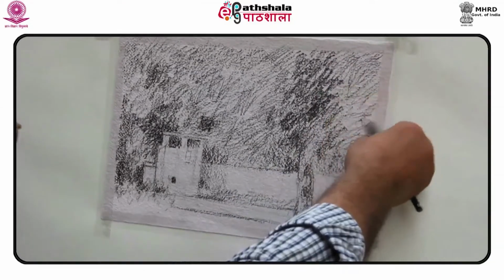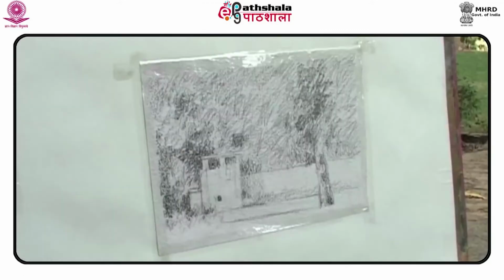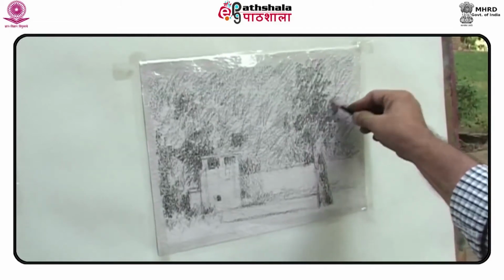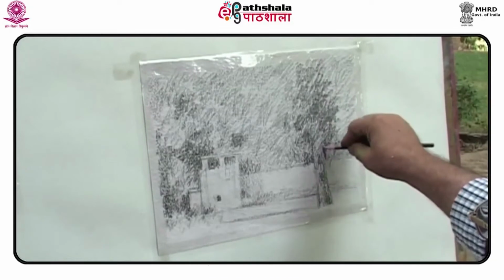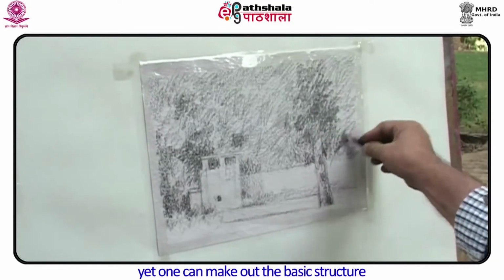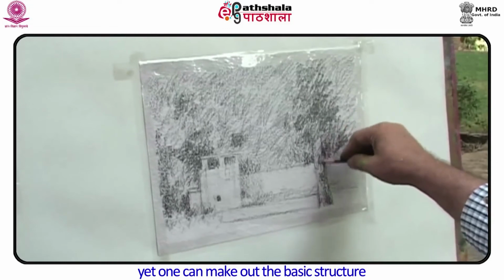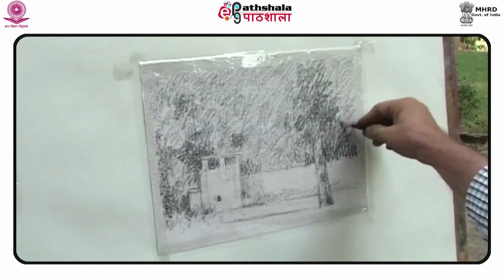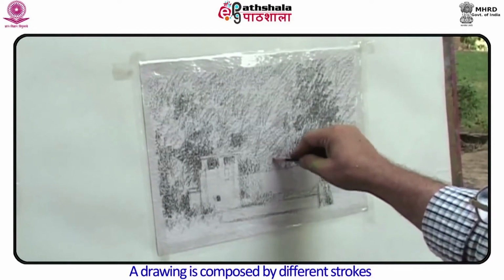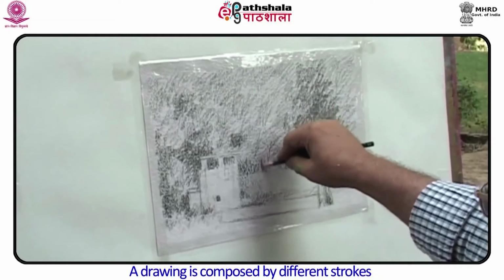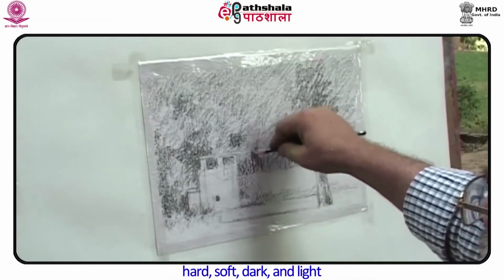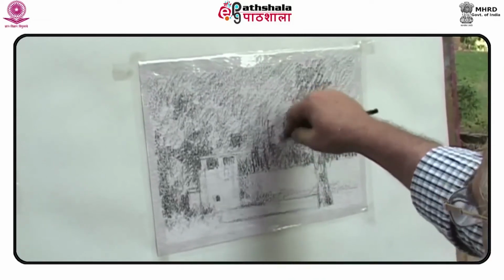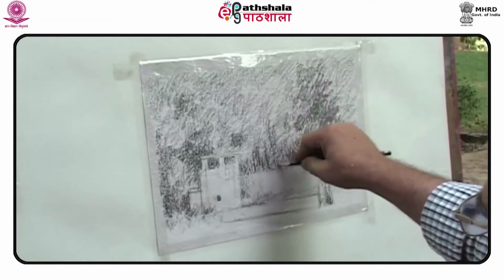One can see beauty in abstraction. There is no outline, yet one can make out the basic structure. A drawing is composed by different strokes: hard, soft, dark, and light. It is easier to turn the grey portion to dark one with little hard strokes.